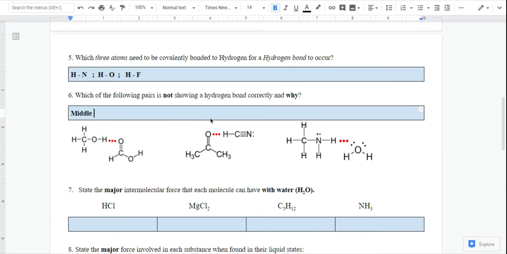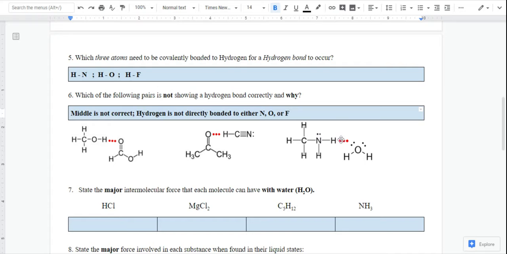So the middle one is not correct. And what's not correct is the hydrogen that's involved is not directly bonded to either N, O, or F. So there is a hydrogen and a nitrogen, but unless the hydrogen is specifically on it, it's not going to be able to form hydrogen bonds. So both of these are polar. We would say this is dipole-dipole interaction, but it's not nearly as strong as what we would call hydrogen bond. And this third one, this one's good.